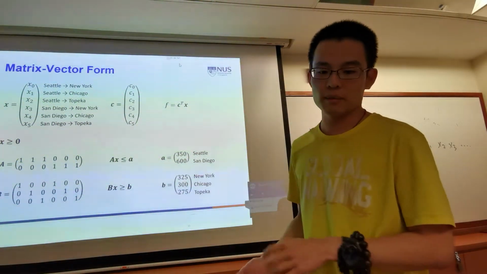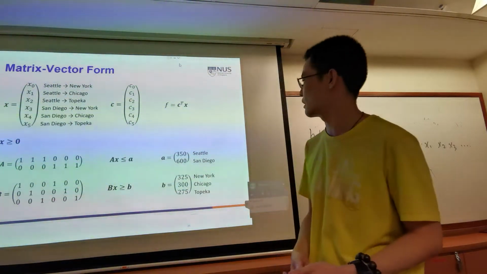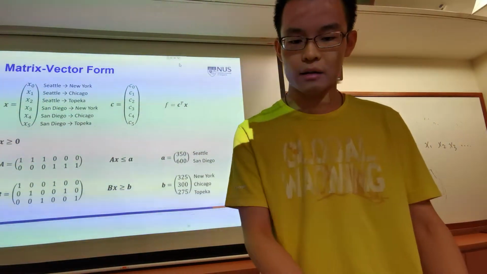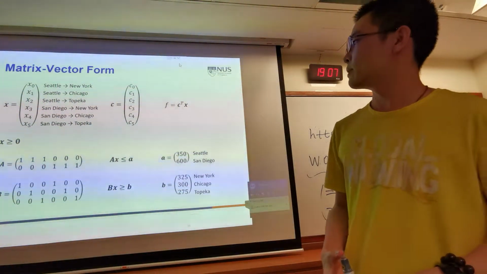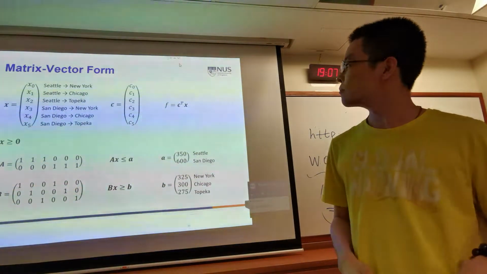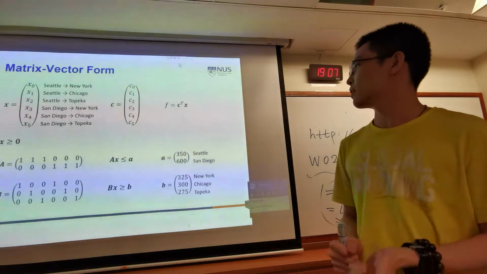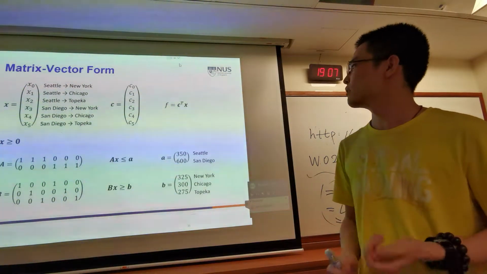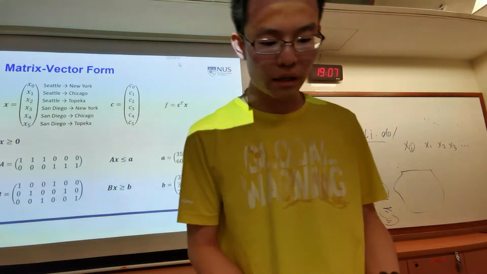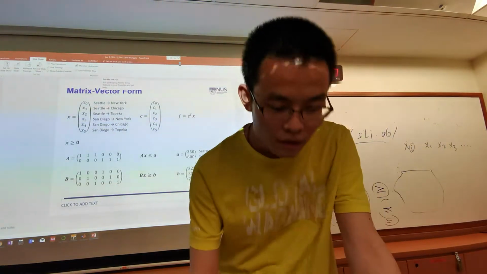So in that sense, if you multiply these two, then you will get everything, like reaching New York, Chicago, and Topeka as here. So we will have the matrix-vector formulation like this. Basically, this kind of formulation is also useful for MATLAB. If you use fmincon, then you will have the inequality constraint matrix and equality constraint matrix, which follows the same formulation here. So later I will show you a demo to code in Python.